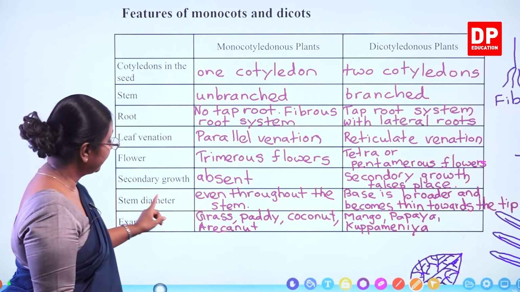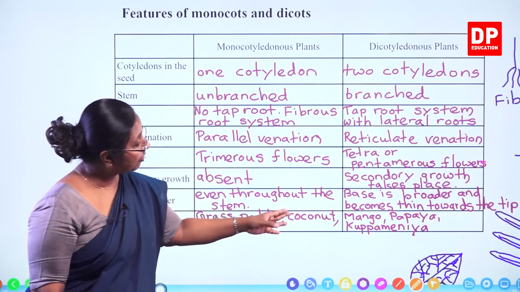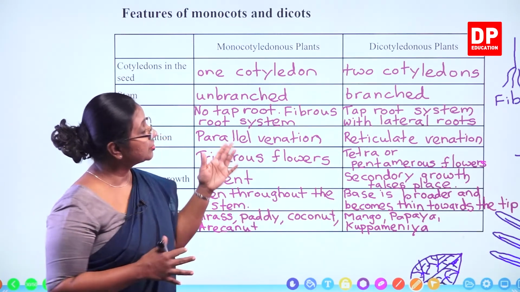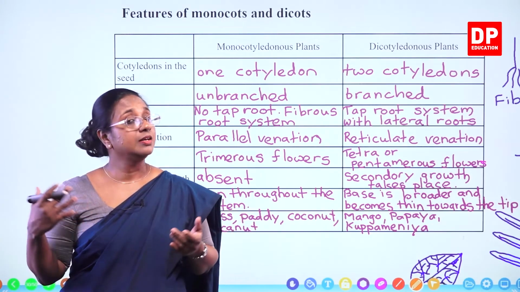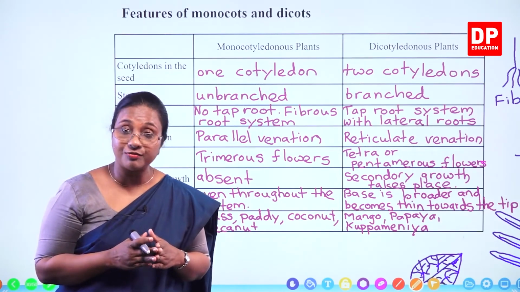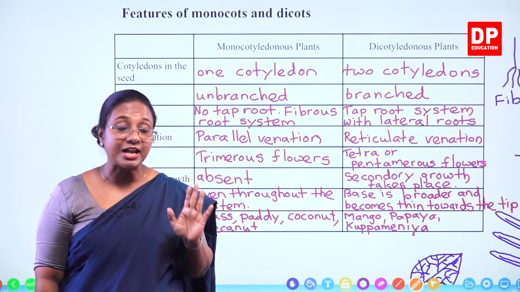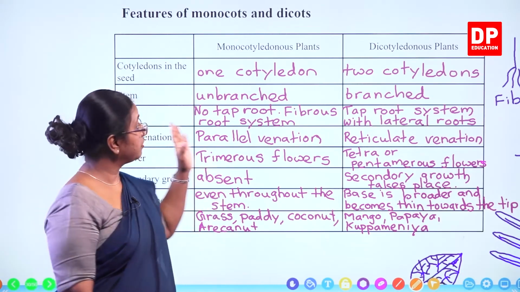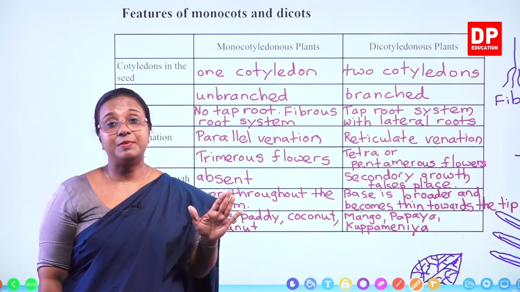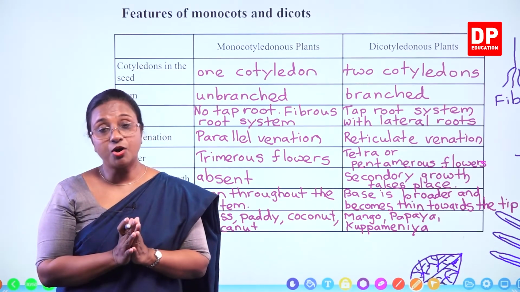And as examples, we can consider grass, paddy, coconut, areca nut, all that for monocots. And for dicots, we have mango, papaya, coppermania plant, all these are examples of dicot plants. Even shoe flower, pichamal, all those are examples of dicot plants. So you can take any of the examples. I am sure students, with this explanation, now you all have an idea about the features of monocots and dicots. So as I told you all before, by looking at the plant, you should be able to identify whether it's a monocot plant or a dicot plant.